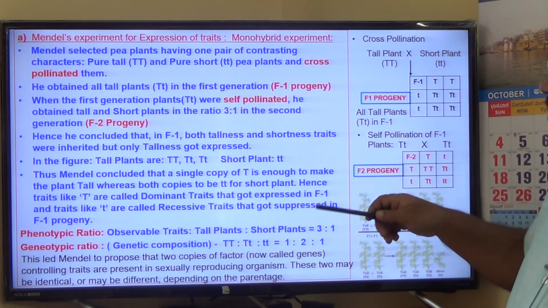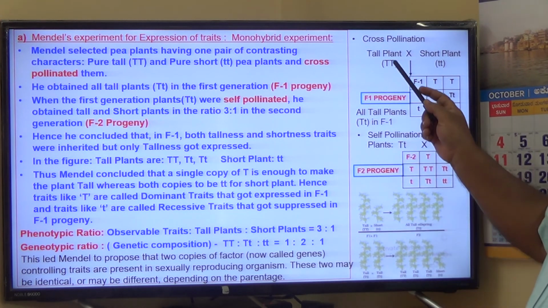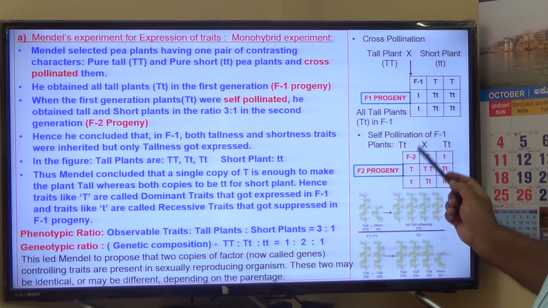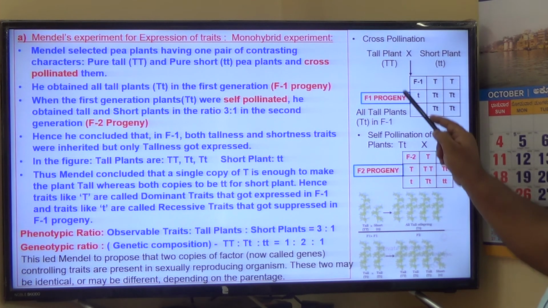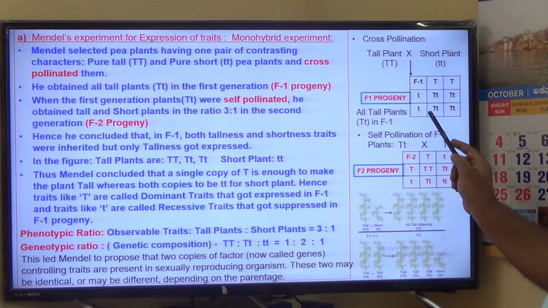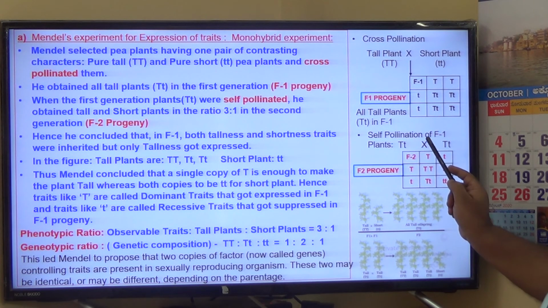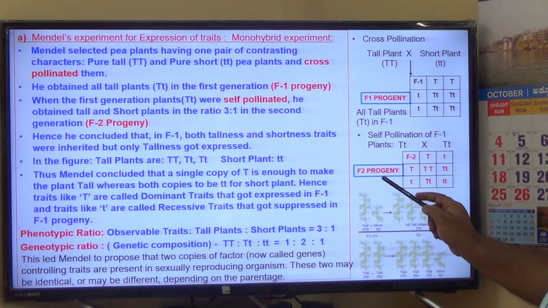So this is about Mendel's monohybrid experiment, and this is a Punnett square. How to prepare the Punnett square? Here you can take the tall plant over here, the short plant over here. These are the gametes of the tall plant and the gametes of the short plant, combined together to obtain all tall plants in the F1 generation. Self-pollinate to obtain the F2 progeny.